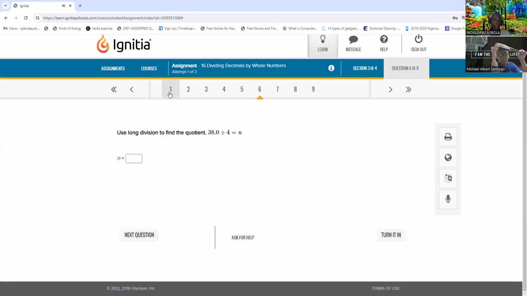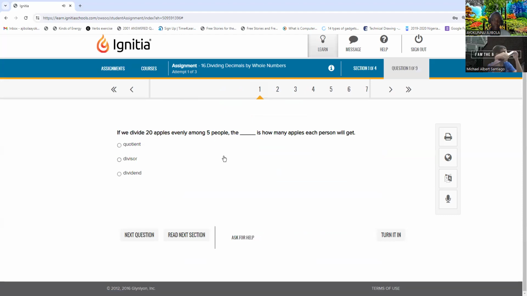So let's work on some questions before we go to the end. If we divide 20 apples among 5 people, the dash is how many apples each person will get. So what's the answer? Try this one and pick your answer. How many apples each person will get?